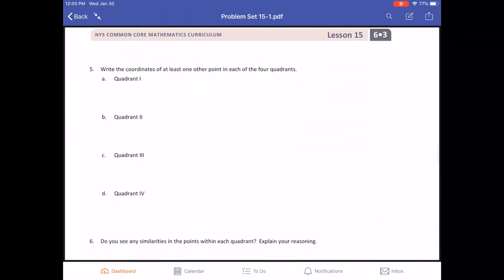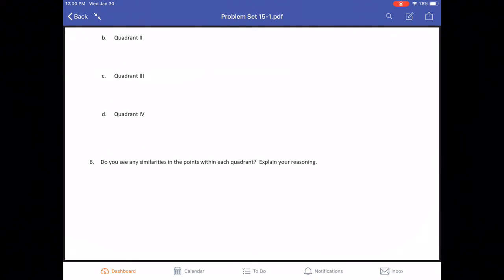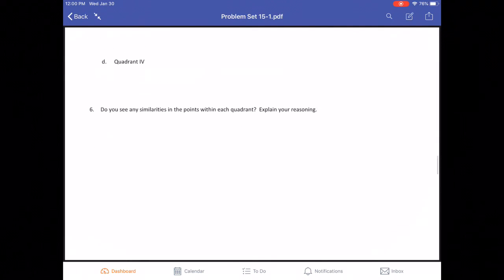Exercise number 5, you need to give me actual points. So I need to see ordered pairs of a point that would lie in each one of the following quadrants. So in quadrant 1, give me an ordered pair that would fall in quadrant 1. Quadrant 2, same thing, 3 and 4. Okay? And then number 6, do you see any similarities in the points within each quadrant? And explain.